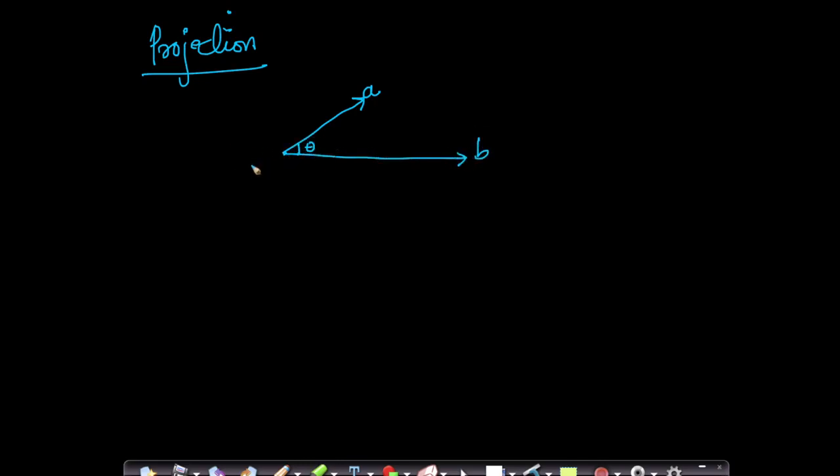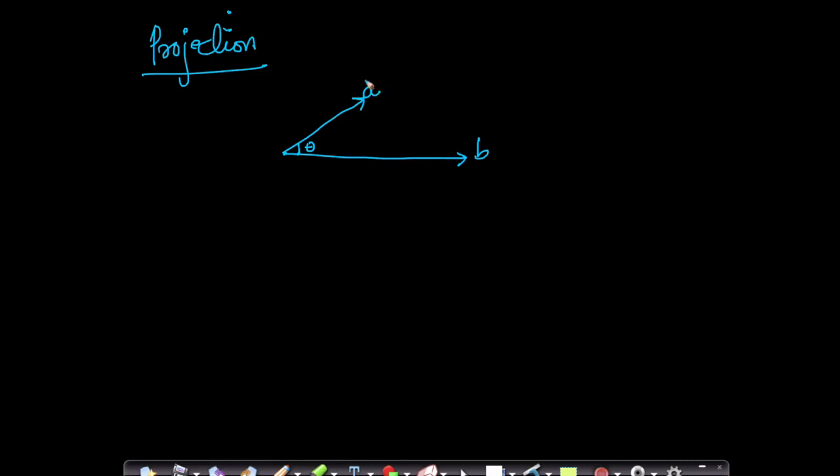So let's understand a concept called projection in this section. Let me explain what a projection is. Let's assume I have a vector A and a vector B, and the angle between both of them is, let's say, theta.